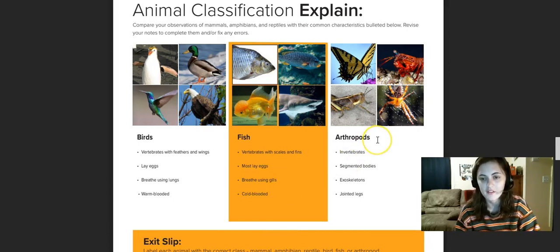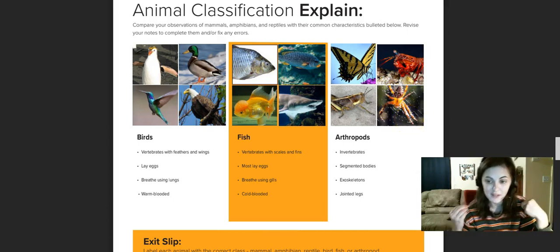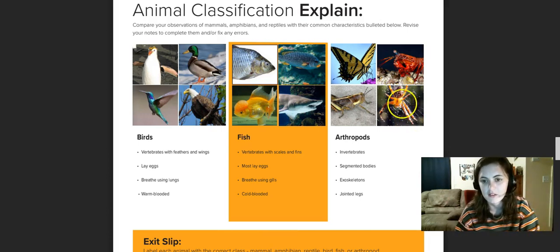Arthropods are over here. So these are actually insects. They're invertebrates. They don't have a backbone. They have segmented bodies though. So you can see here that the spider has a big part of the body here, a big part of the body here. It depends on the type of insect. Sometimes they have 3 parts of their body, sometimes they have 2. This one looks like he just has 2. So he has the back part of his body and his head.